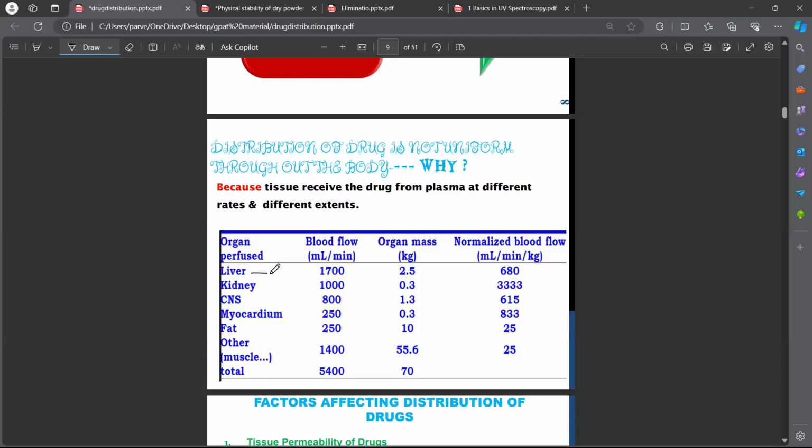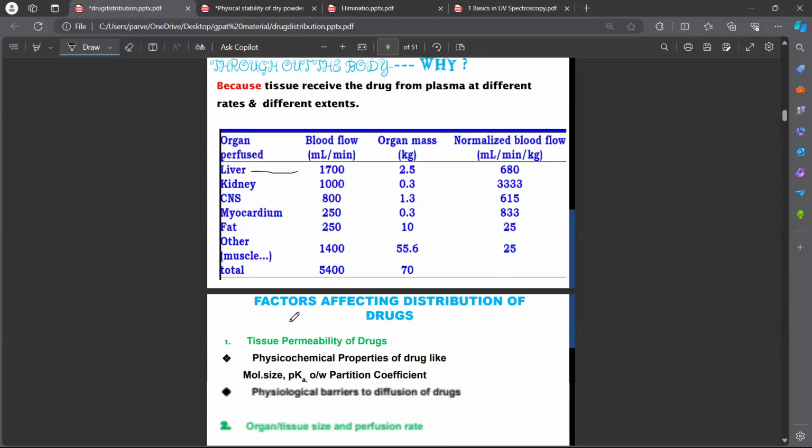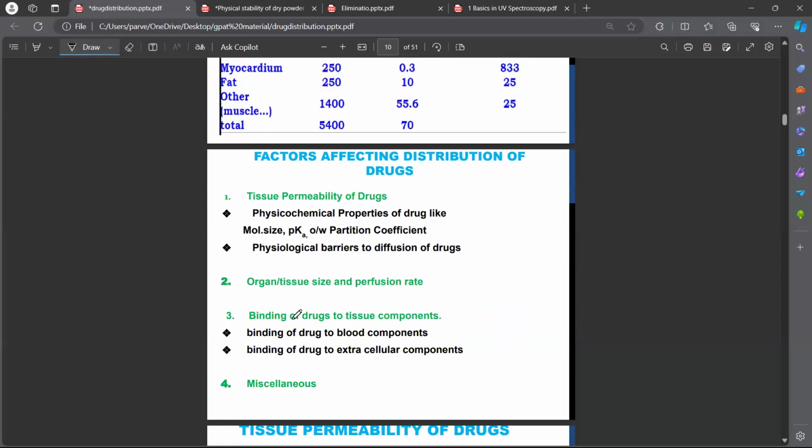So basically, the liver has the highest blood flow, followed by the kidney, CNS, myocardium, fat, and others. These are the different factors which affect drug distribution. The factors are generally classified into four types.